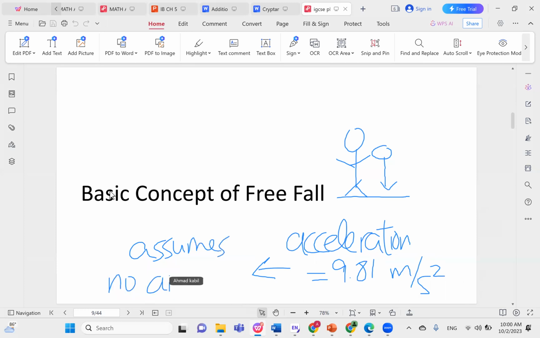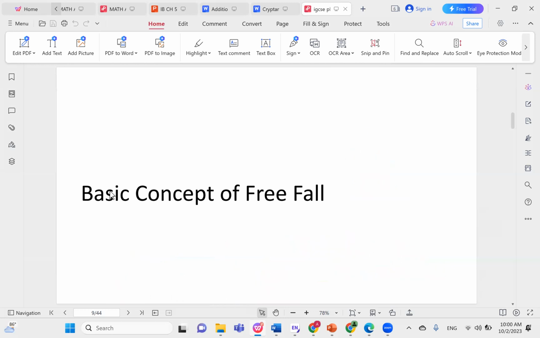Now, if we do have air resistance, the acceleration will not be constant. It will be changing, and we're going to discuss this in this video. But for the general case, assuming we're in a vacuum or just neglecting air resistance, we're not taking it into account, then the acceleration is constant at 9.81 meters per second squared. Moving on to the questions.